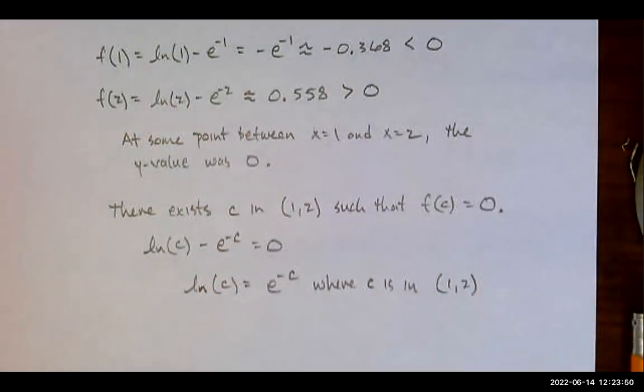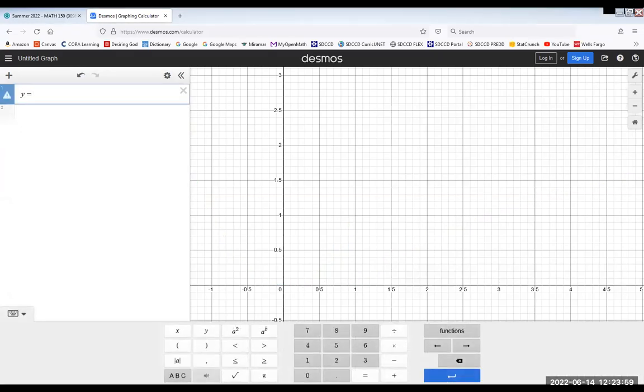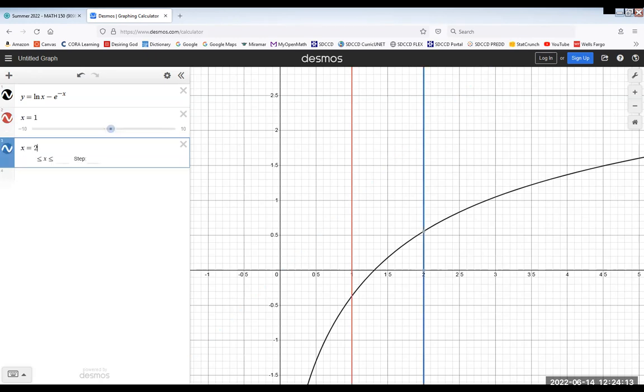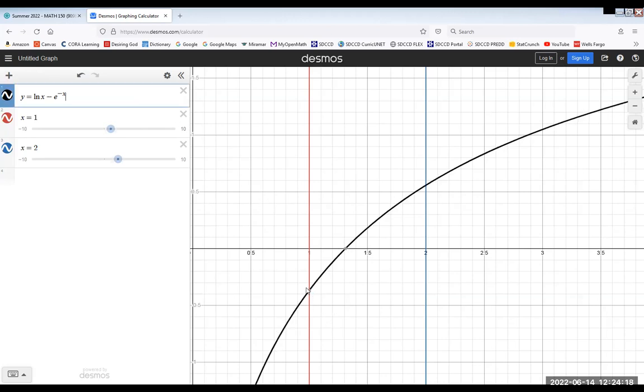Let's look at the graph very quickly for our function. What we had, the natural log of x minus e to the negative x. And yep, we can see, I'll even put in our starting and ending values. So at 1, we were here at about negative 0.368. The ending y value was up here at 0.558 or so, giving it a little bit better accuracy here in Desmos.